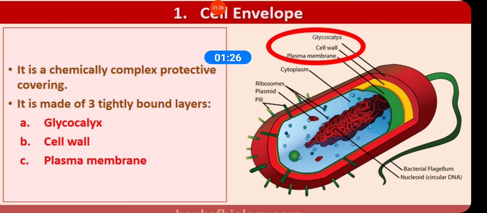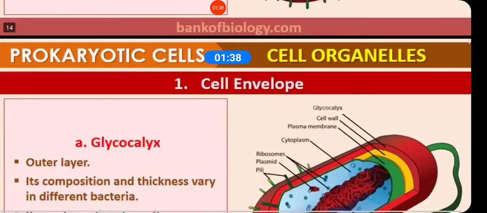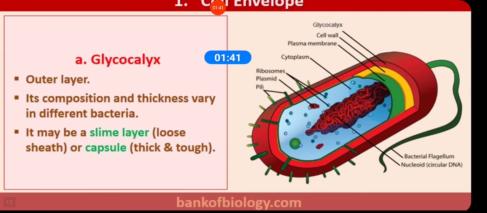This I have underlined. It is in the circle: glycocalyx, cell wall and inside is the plasma membrane. You can see that glycocalyx is the outermost layer. Its thickness and its composition vary from bacteria to bacteria. It could be in the form of a loose mucilaginous sheet which is called a slime layer.